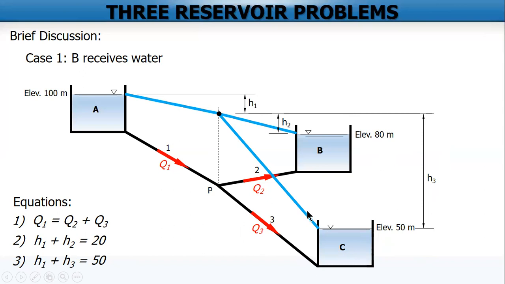Anyway, if you simplify equations 2 and 3 and eliminate H1, the result would be H3 minus H2 equals 30. So if you include that, it is redundant. The expression for friction loss involves Q. So we have Q1 and Q2, Q1 and Q3. So we now have three equations with three unknowns, so the Q values can now be solved.